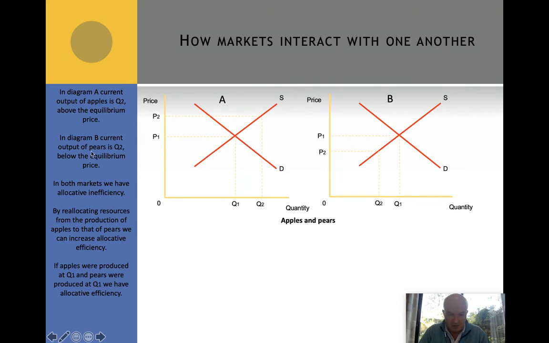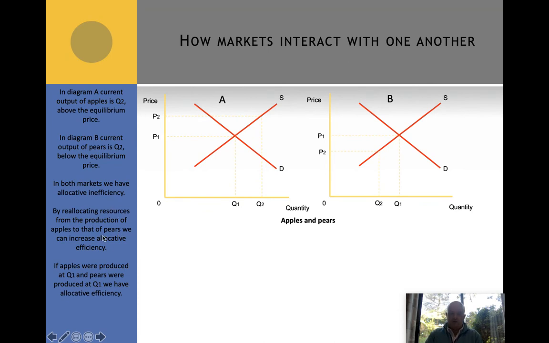Now in diagram B, we've got output for pears, where output for pears is Q2, okay, and that's below the equilibrium price. Now one could argue that in that situation we've got a position where both markets have allocative inefficiency. We're not producing at the point at which we're satisfying consumer demand and also supply, which would be a market equilibrium price. In both cases, we've got a situation where we're not allocating our resources most efficiently.